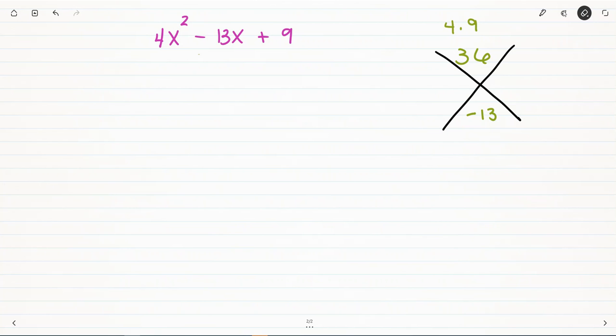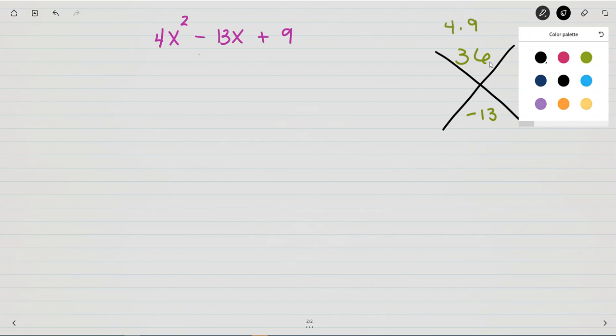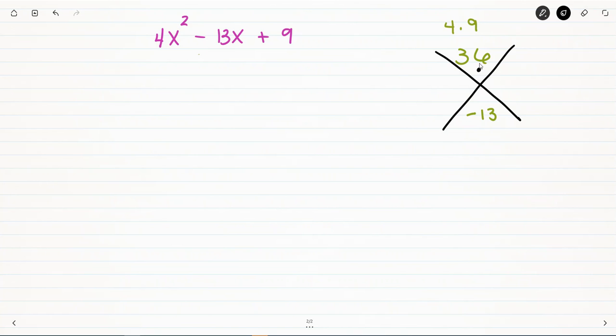We've set up our number chart, our puzzle, so that we're looking for two numbers that multiply to give us 36, and they add to give us negative 13. Well, this one is right here for us. It's the 4 and the 9. So that worked out nicely, because when I add 4 plus 9, I get 13. But do you see that that doesn't give me the negative 13?